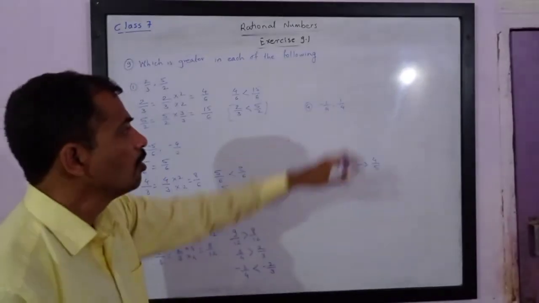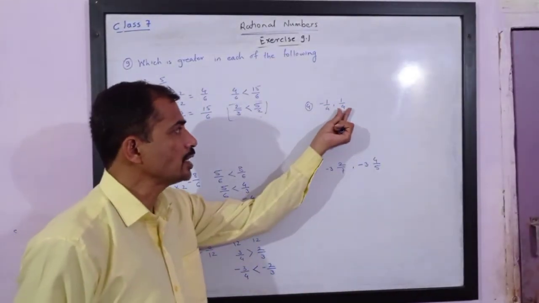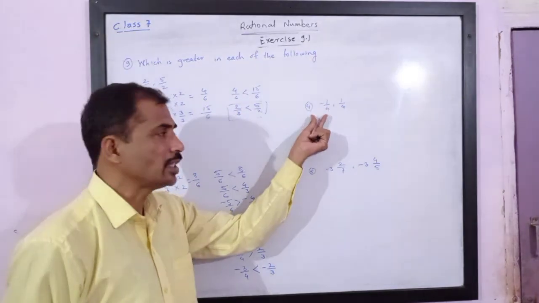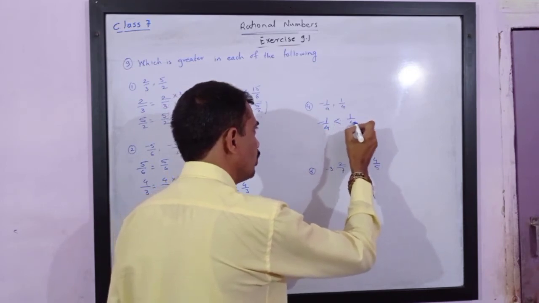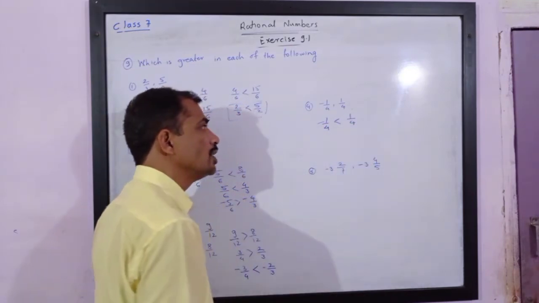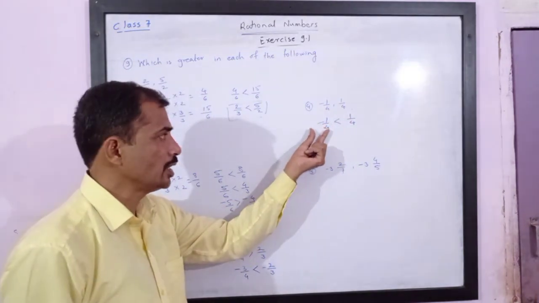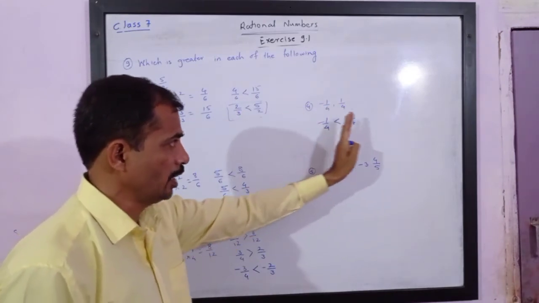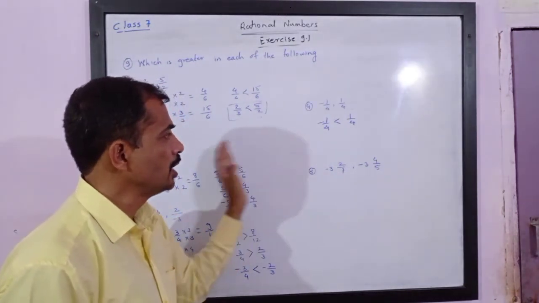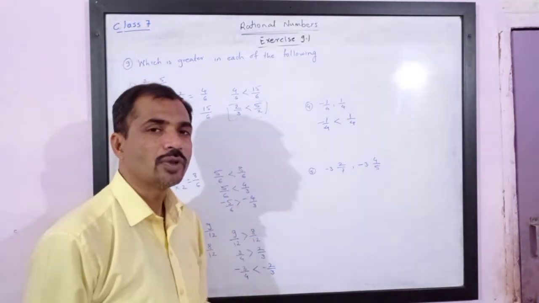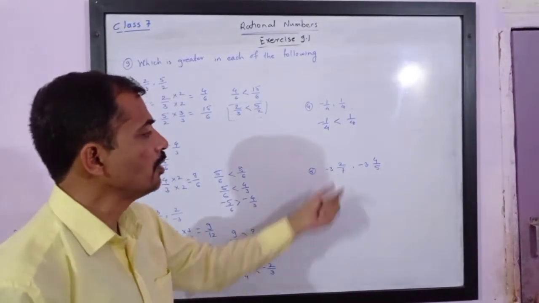Next question is about negative 1 upon 4 and positive 1 upon 4. They are very easy to compare. Positive rational numbers are always bigger than negative rational numbers. It means negative 1 upon 4 is smaller than positive 1 upon 4. The reason is 1 upon 4 is a positive rational number, and negative 1 upon 4 is a negative rational number. If you try to plot on the number line, negative will be to the left side, and we know that rational numbers to the right are bigger, rational numbers to the left are smaller.